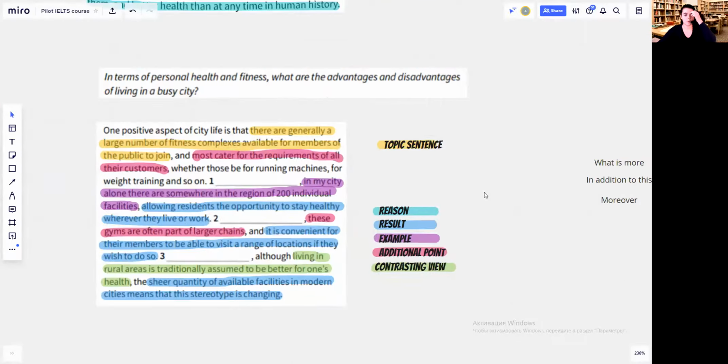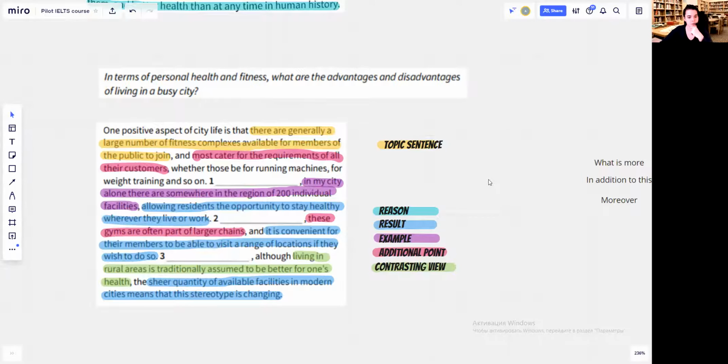Not only that, but most of them cater for the requirements of all their customers. This is an additional point which is just there for extra development. Now, in my city alone, there are somewhere in the region of 200 individual facilities. In my city obviously narrows down the topic a bit, so it is an example. A relevant example, but an example nevertheless. So good linkers of examples? Well, for example, for instance, that kind of thing.